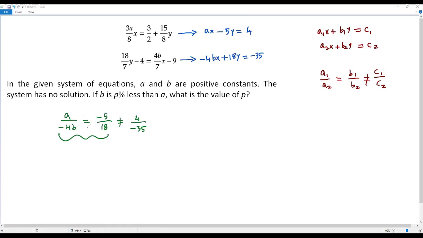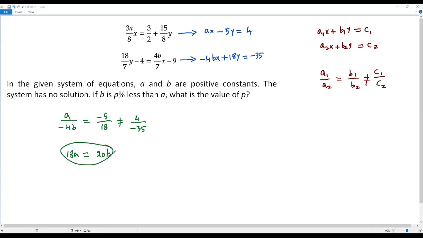Since these two quantities are equal, we can consider the equation over here. Now we can use cross multiplication to simplify this equation. That is, we have to multiply the numerator on the left side by the denominator on the right side. A times 18 is 18a. Now we have to multiply the numerator on the right side by the denominator on the left side. Negative 5 times negative 4b is 20b.